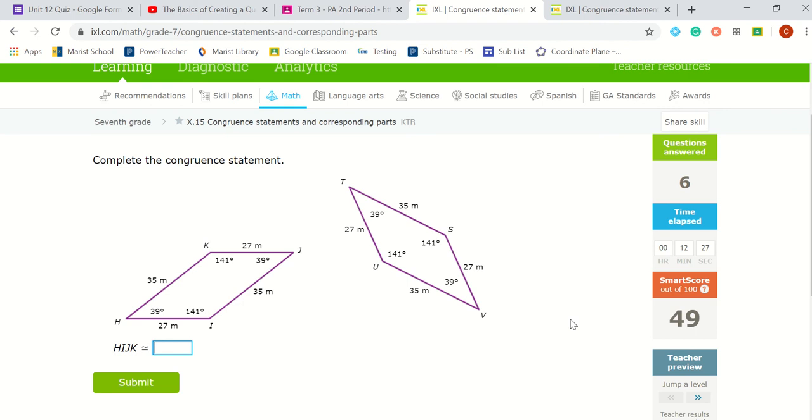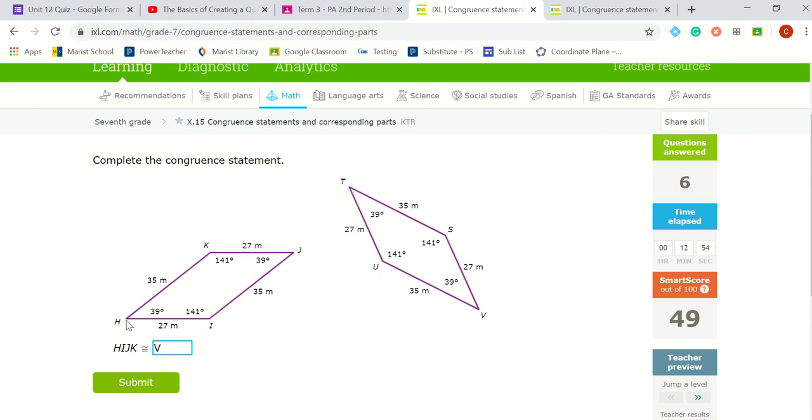Okay. Complete the congruence statement. All right, H is 39 degrees. What's 39 degrees over here? Well, let's take a look at the sides here. So the H is 39 degrees. That's where 27 meets 35. 27 meets 35 at V. Also happens at T. So you could put T or V here. I'm going to put V. Doesn't matter which. I had to pick one of the two. It's the same thing.